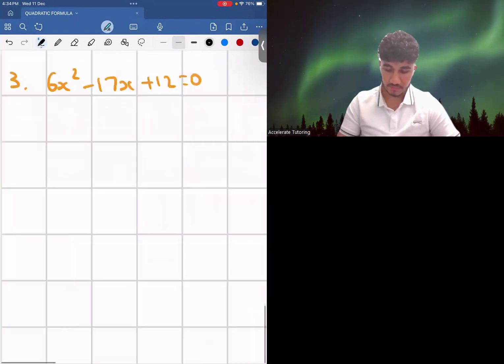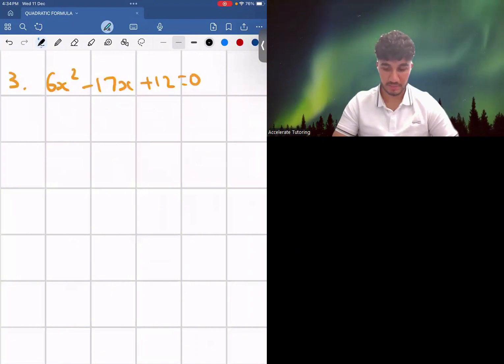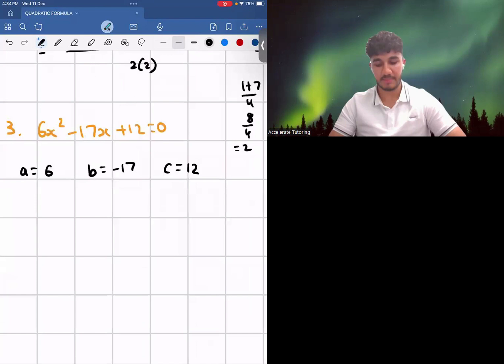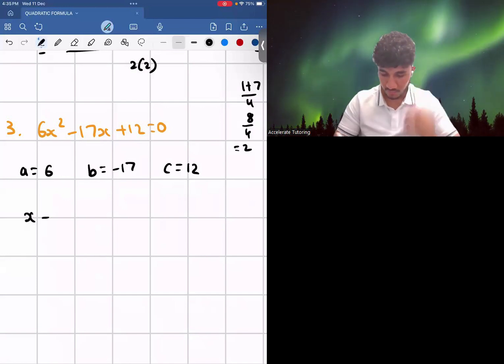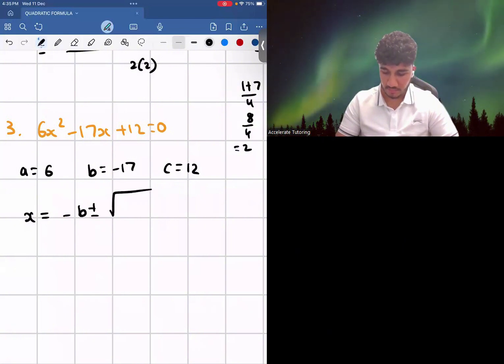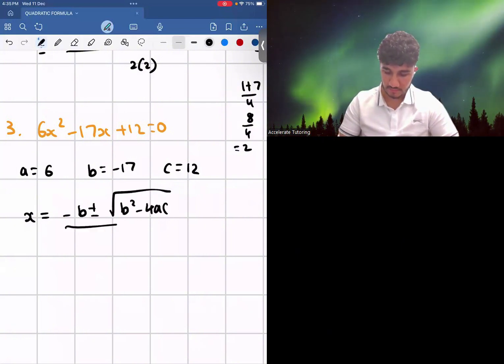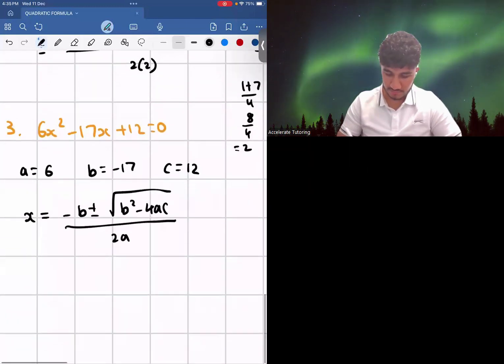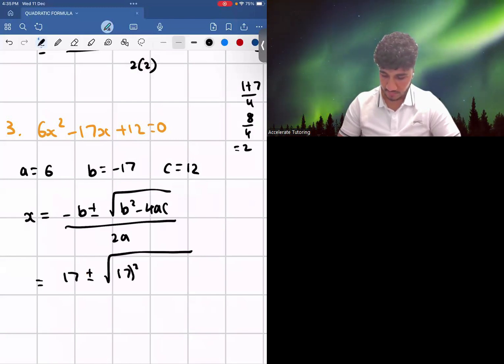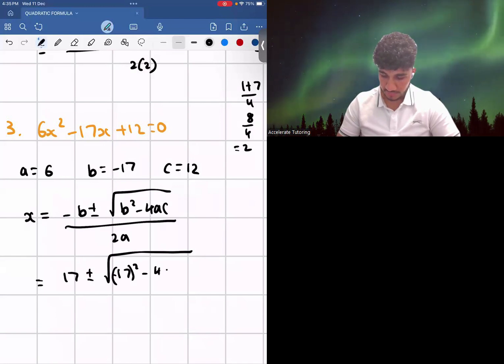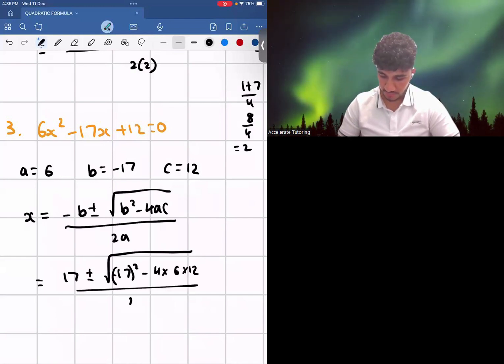So those are our two answers. Now this next one is also a non-monic quadratic equation. We have a is equal to 6, b is equal to negative 17, c is equal to 12. In most cases, sometimes it's best to simplify the quadratic equation beforehand, but in this case, we won't be doing that. So again, the first thing we want to do is write down our quadratic formula, which is x is equal to negative b plus or minus the square root of b squared minus 4ac, all over 2a. So in this case, we write 17 plus or minus the square root of 17 squared minus 4 times 6 times 12, all over 2 times 6.